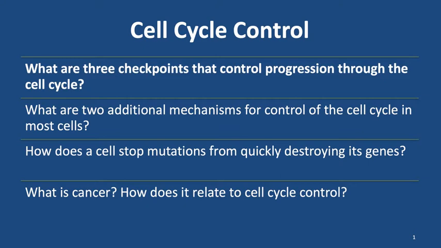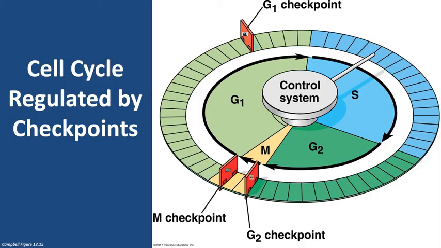And I'll talk about 3 checkpoints. There may be more depending on how you count. We'll talk about 3 of them, and they're going to control the progression through the cell cycle. And we'll talk about why it's important that we control that progression as well.